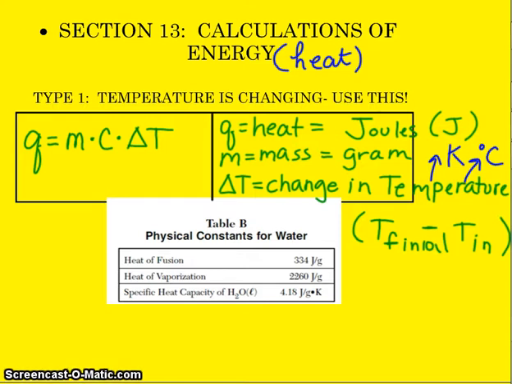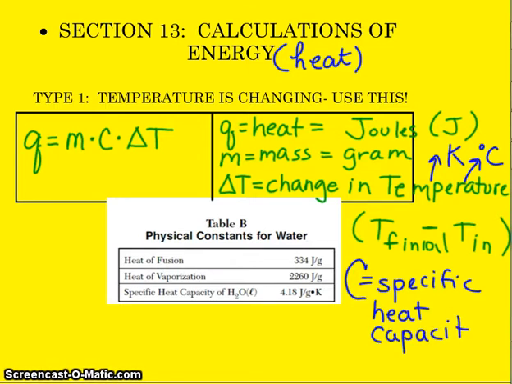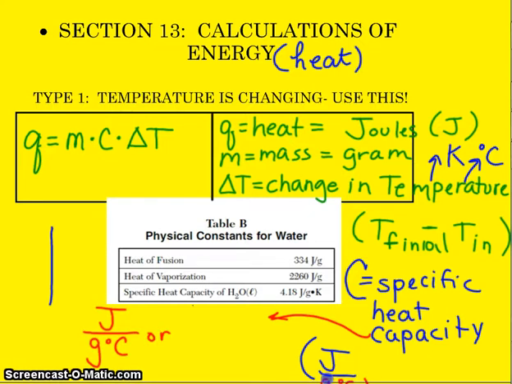And then finally, we have C, which is specific heat capacity. And the units for specific heat capacity are joules per gram degrees Celsius. I'm going to write it over here because I know that was kind of off the screen. The units are joules per gram degrees Celsius, or they could be joules per gram Kelvin.